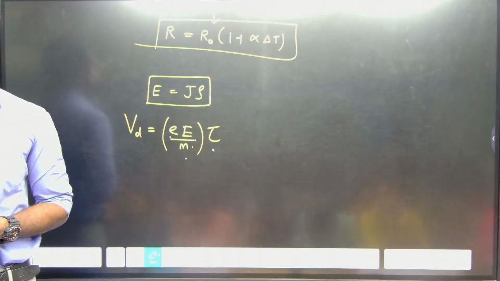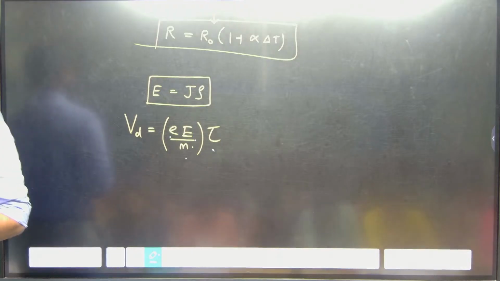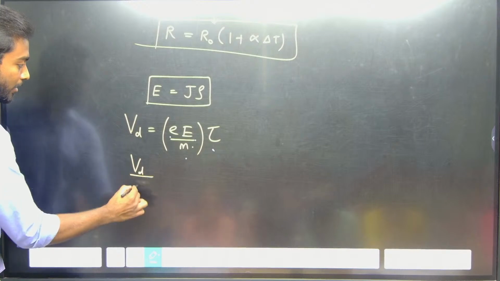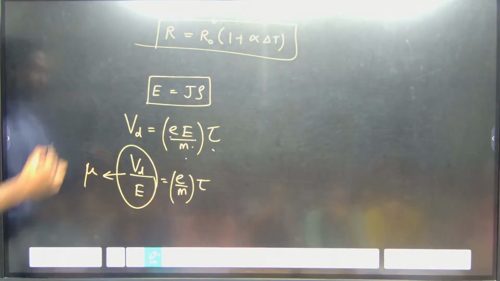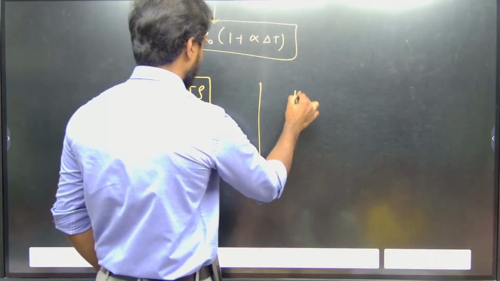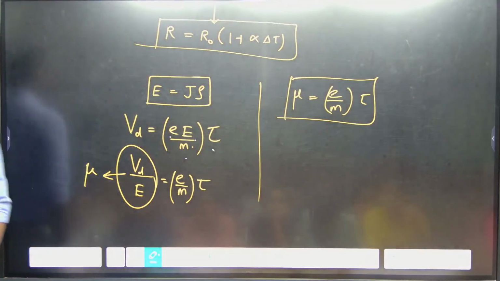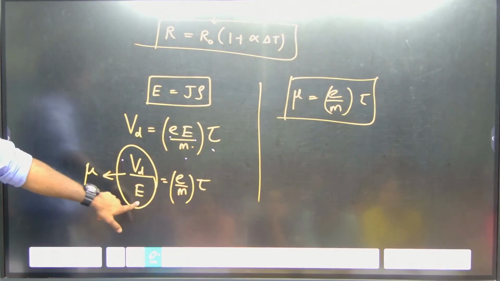Now, what does the mobility definition say? Read the definition. What is the ratio they are talking about? The magnitude of drift velocity per unit electric field. So V d by E is equal to, taking E to this side, e by m into tau. This is my mobility, denoted by the letter mu. So mu is equal to e by m times tau. That's it: drift velocity per unit electric field.